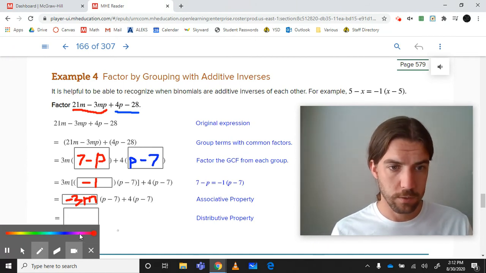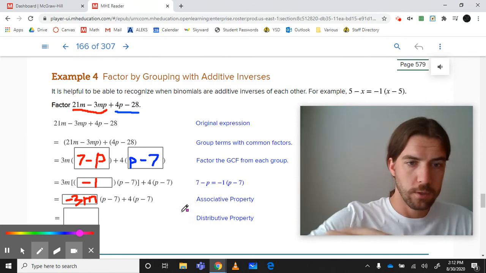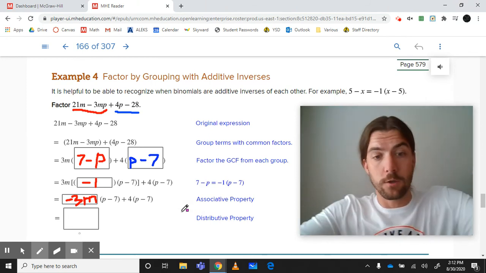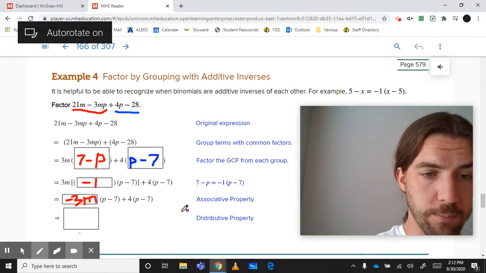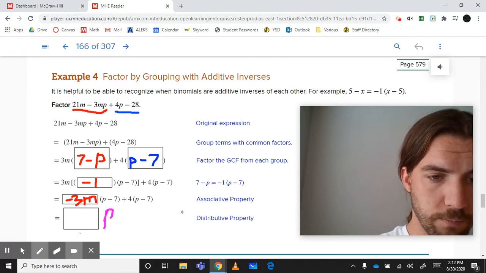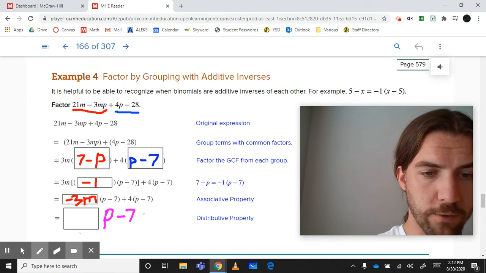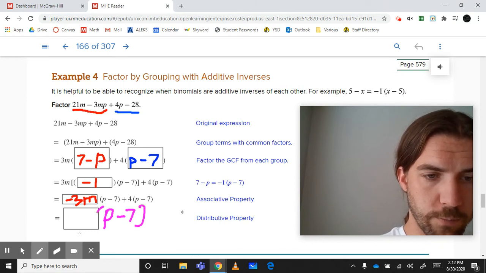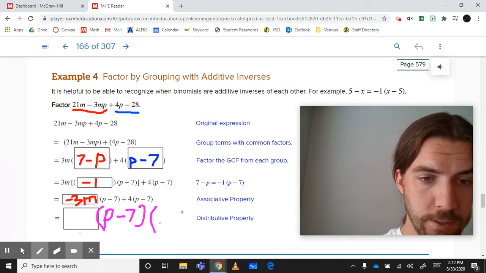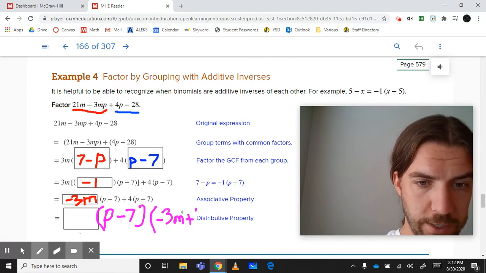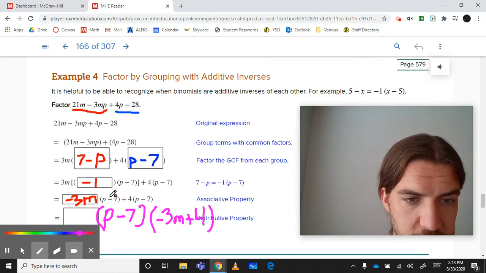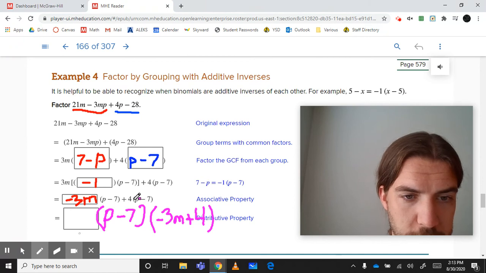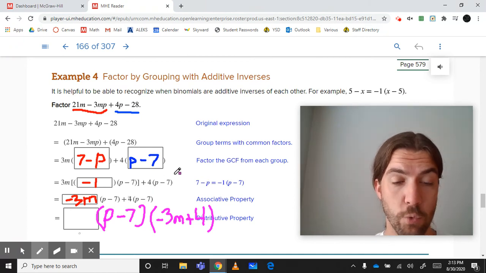So in the end, let's do a new color at the very end of this. In the end, we get an answer where we have p minus 7 being multiplied by 2 things. It's being multiplied by negative 3m, and by 4. Right? We had p minus 7 multiplied by negative 3m here, and we had p minus 7 times 4 there.